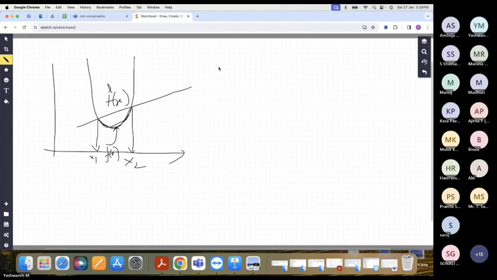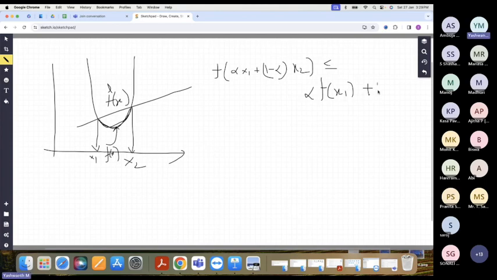To write this precisely: f of alpha times x1 plus 1 minus alpha times x2 is less than or equal to alpha times f of x1 plus 1 minus alpha times f of x2. Okay, so this is your convex function.